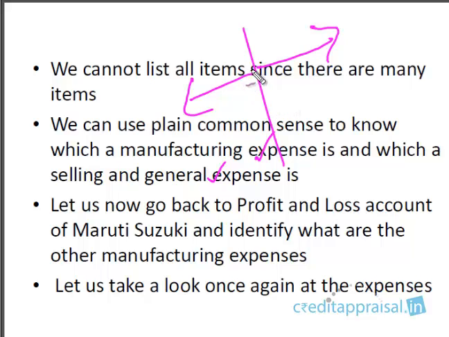So the expenses incurred up to the point till the product is manufactured will be a direct expense, and expenses incurred after the product was manufactured will be an indirect expense. So you can make the distinction. So let us go to that example which you're following, Maruti Suzuki, and see what are the various direct expenses, the other manufacturing expenses we have to put in the CMA data.